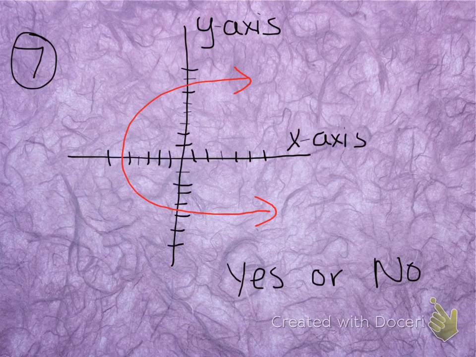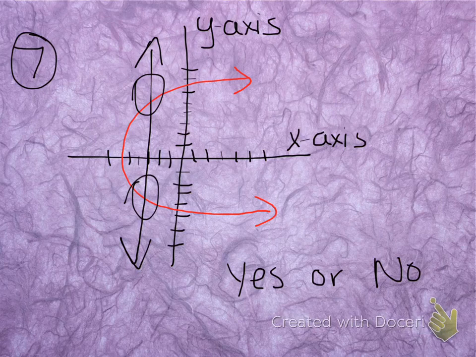All right, when you have a graph, you want to use the vertical line test, which means we're just going to draw a vertical line through several points on our graph. And if it crosses more than one point, it's not a function. So we draw a vertical line right here through our graph. It crosses here and here. So no, this is not a function.